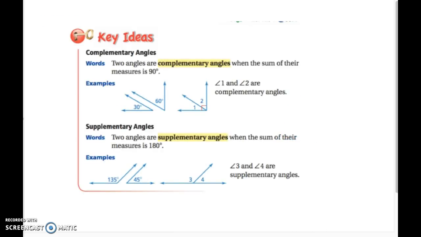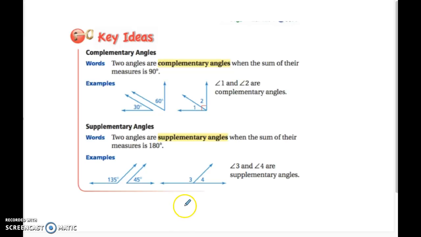We're going to talk about two more types of angles today. So let's look at complementary angles. Two angles are complementary when their sum is 90 degrees. It has to be two angles. It can't be one, and it can't be three or more. It has to be two. So remember, sum means to add. So in this example, we see 30 plus 60 equal 90. So these are a pair of complementary angles. In this picture, angle 1 and angle 2 form a right angle. We know right angles are 90 degrees, so angle 1 and 2 are complementary.